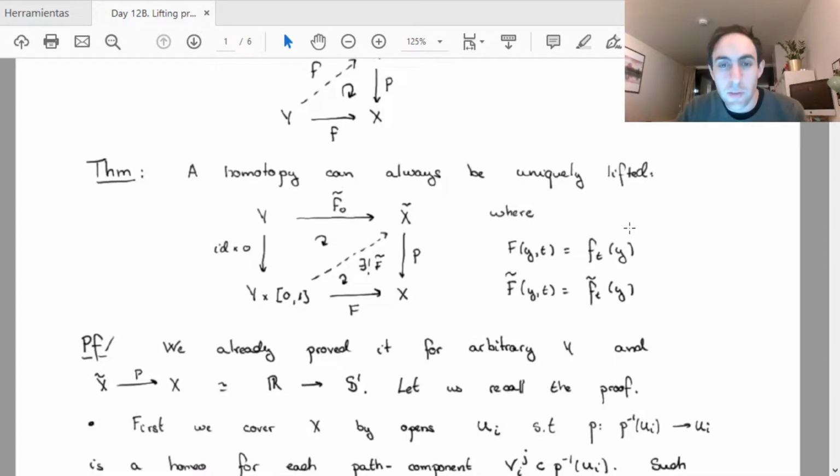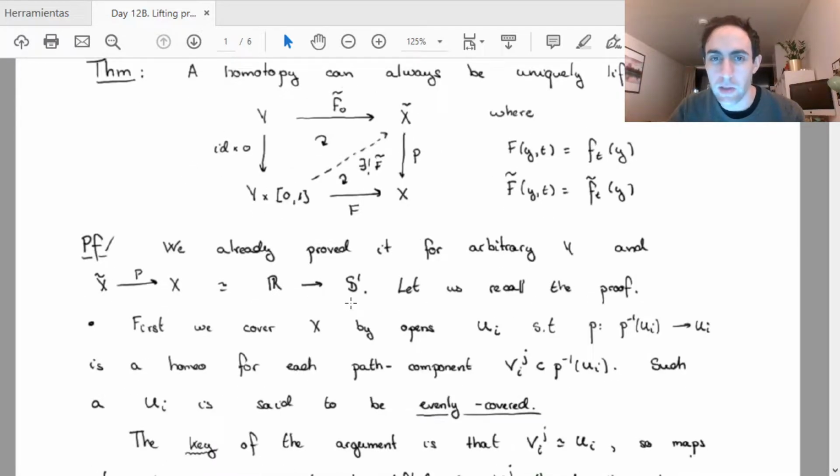Alright, that was a bit of a mouthful. So how do you prove this theorem? The strategy we're going to follow is the same strategy we followed for R over S1. So let's recall what the main idea was. When you have S1, what we did is cover it by two open sets, S1 minus the north pole and S1 minus the south pole. Each one of them is an interval.